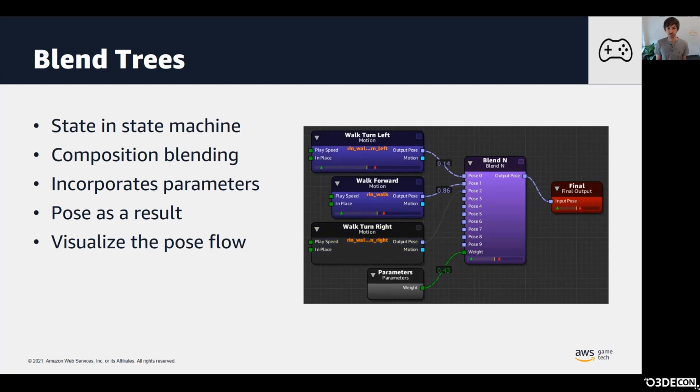Blend trees visualize the flow of pose data through a series of different nodes, each node contributing in some way to the final look of the pose or motion. And as you can see, not all nodes are active, and the execution flow is visualized by the highlighted connections.